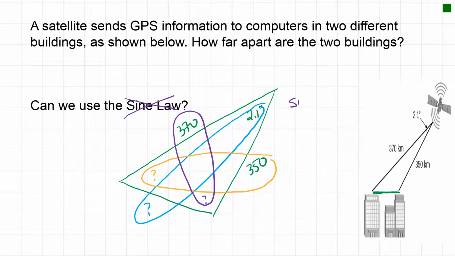And for that matter, so is SOHCAHTOA, because we don't have a right triangle. So there's no right triangle in this. That means we need to introduce a new law, and that's going to be called the cosine law.